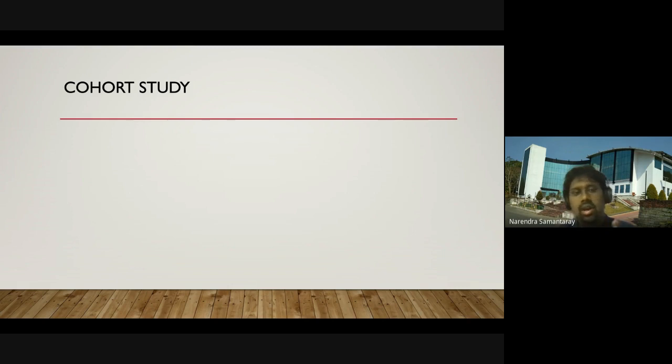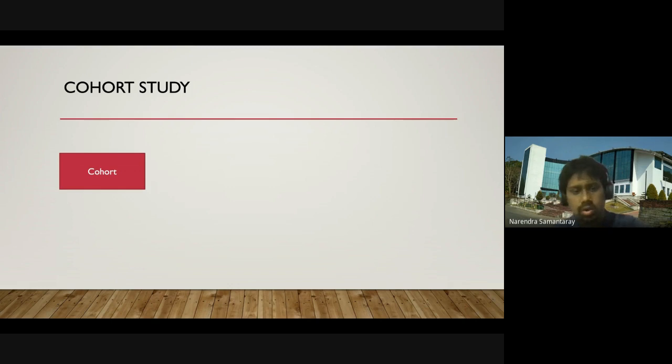As I told, all analytical studies need to have a comparative group. If there is a comparative group, then we'll say that's an analytical observational research design. So let's come to the very basic and the most important observational research design, that is cohort study.